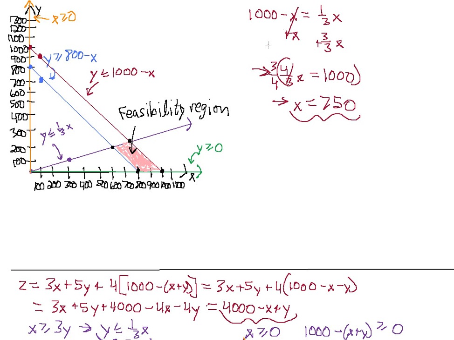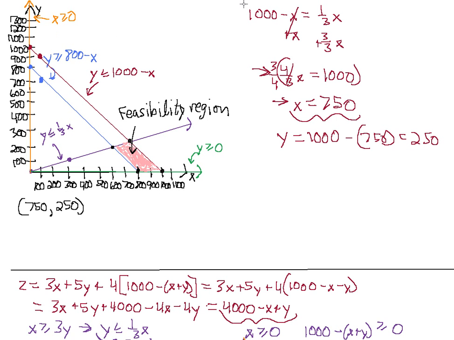Now we can plug it into either equation to solve for y. Let's use this one so we don't have to deal with the fraction. So y equals 1000 minus x, which is 750, and that gives us 250. So we have our first set of x and y values: x is 750 and y is 250. All right, so far so good.